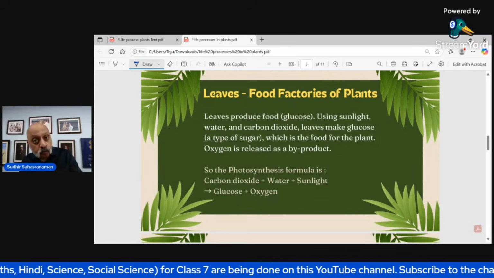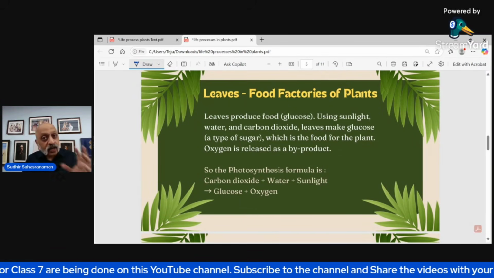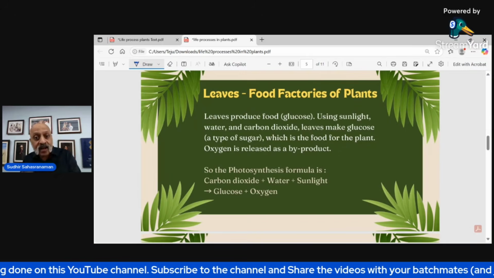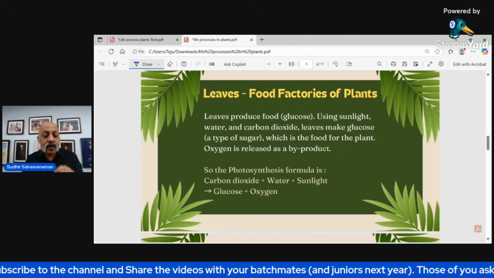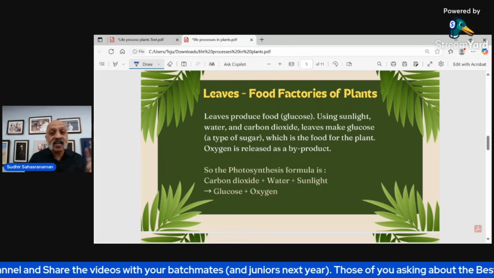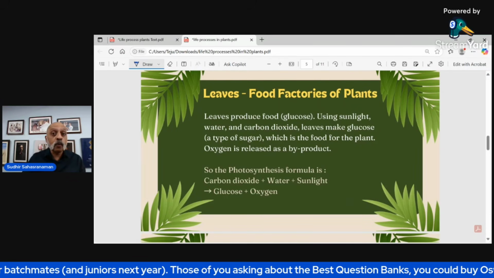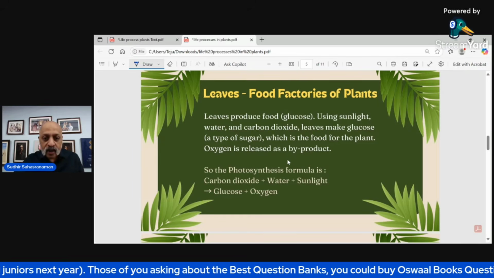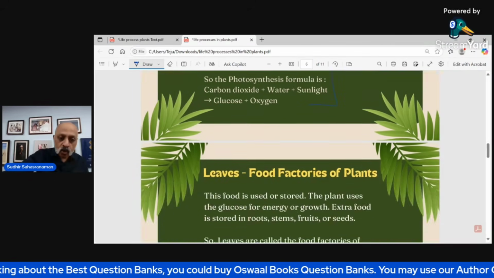They produce food, which is in the form of glucose stored in the form of starch. Using sunlight, water, and carbon dioxide, the leaves make glucose, which is food for the plant, and oxygen is released as a byproduct. So the photosynthesis formula is what? You need to know this formula. Carbon dioxide plus water plus sunlight releases glucose plus oxygen.